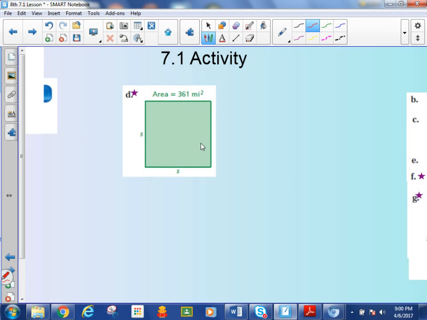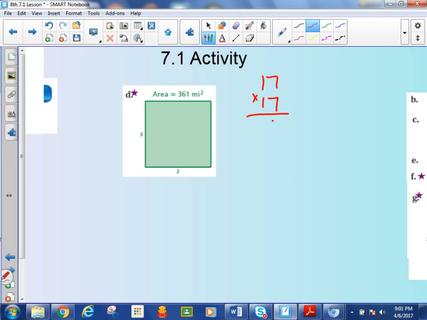So 361, yes, I know you could use your square root key, but let's see, 12 times 12 is 144. That's way too low. Let's try maybe 17 times 17. And we're just going to check to see, is that bigger than 361 or smaller? So we're going to take a number and we're going to multiply it by itself twice.